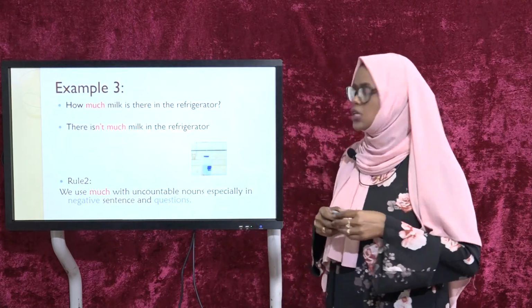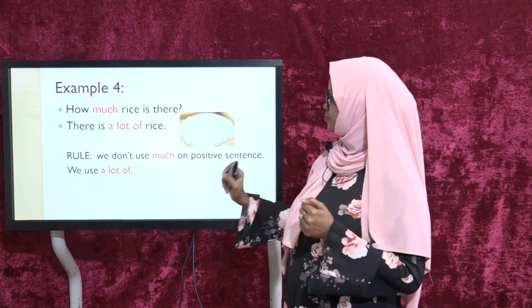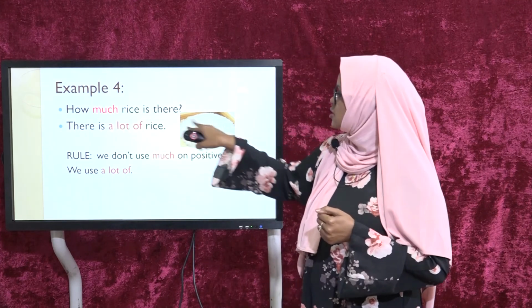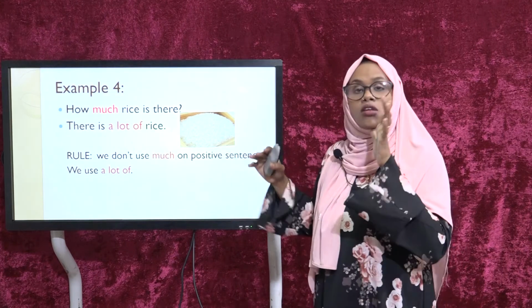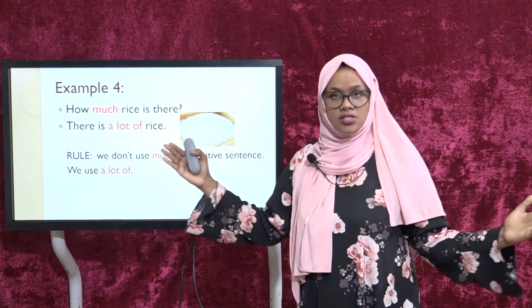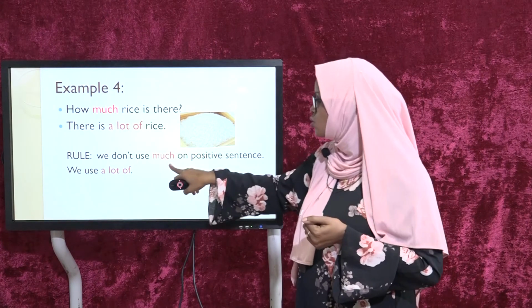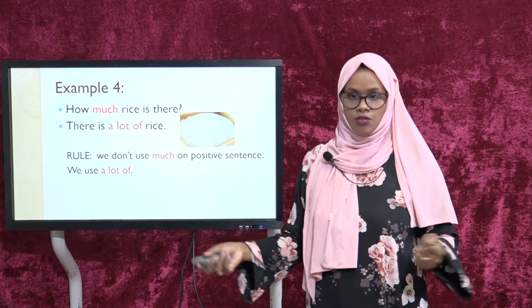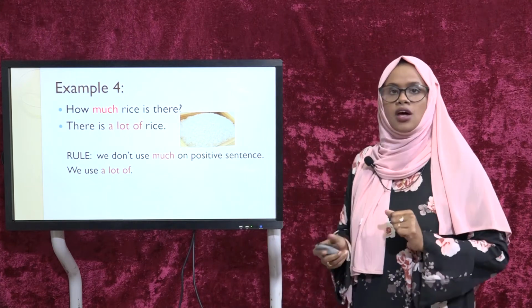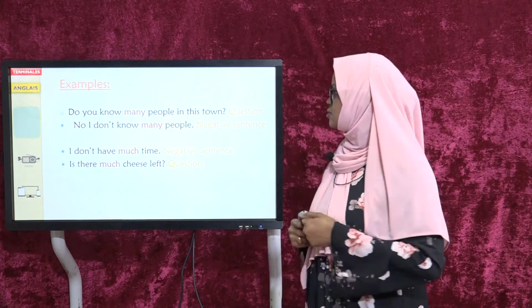But what do we use in the positive sentence? Example number 4. How much rice is there? There is a lot of rice, a big quantity of rice, okay? Like many, we don't use much in positive sentences. We use a lot of or lots of. Both ways are correct. So let's take a look at more examples, okay?